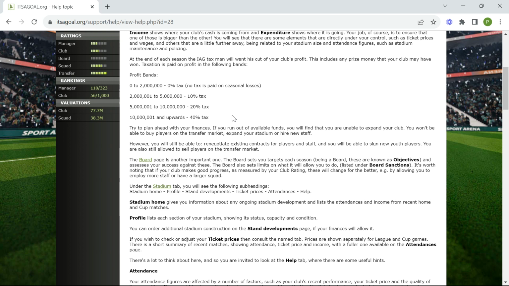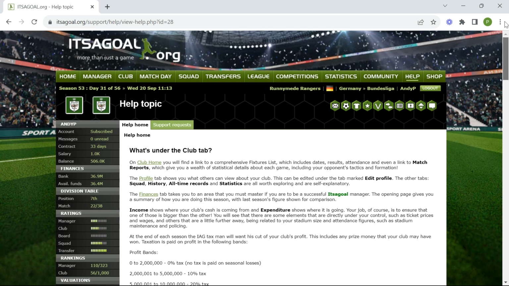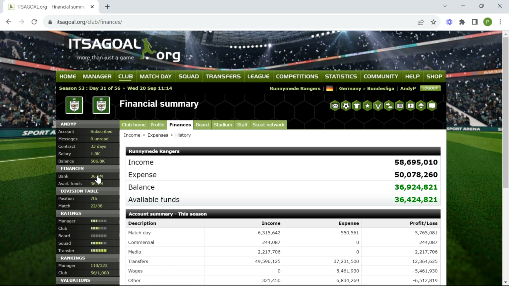So we are going to go straight into the finances. So let's take the shortcut and go straight into finances. And here you can see 3 tabs: income, expenses, and then history. Right, let's talk about the macro stuff. Let's talk about where you can make serious money and spend serious money.